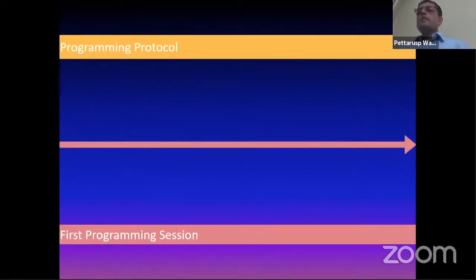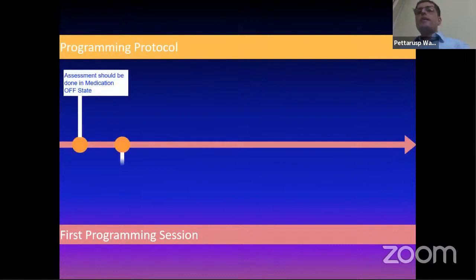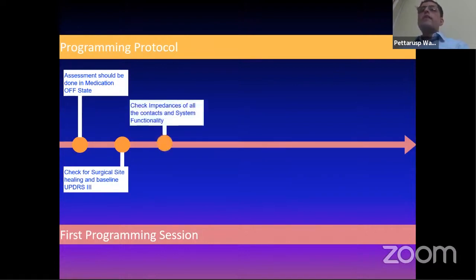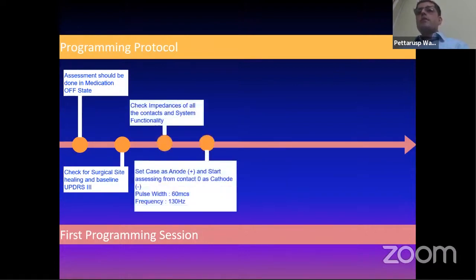So these are the steps to a basic programming visit. First, the assessment should be done in the off medication state. Check the surgical site to see whether there is appropriate healing. Check the baseline UPDRS so that you have an idea whether the patient is as bad as he was preoperatively or not so bad. Then check the impedance.